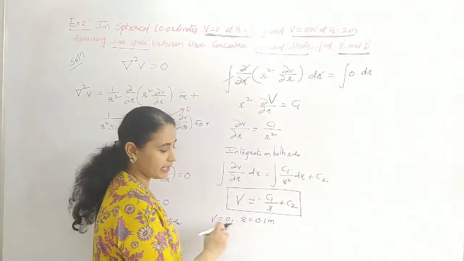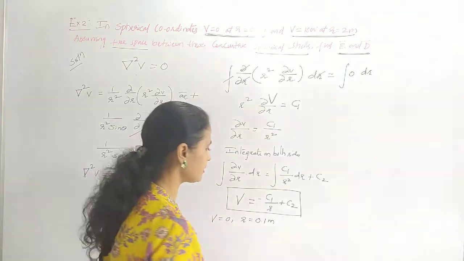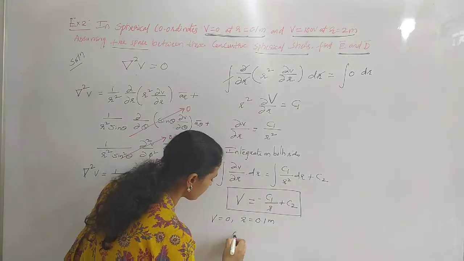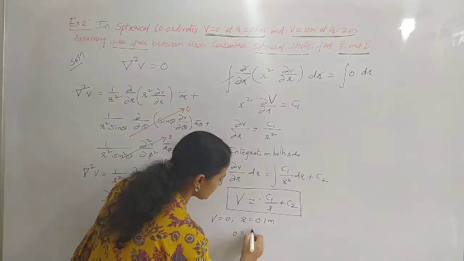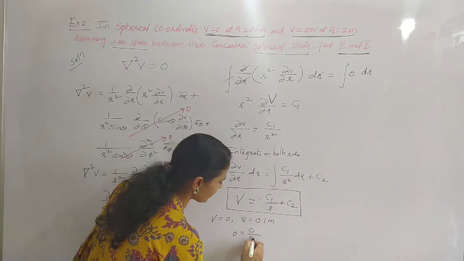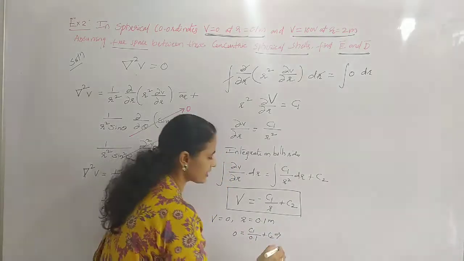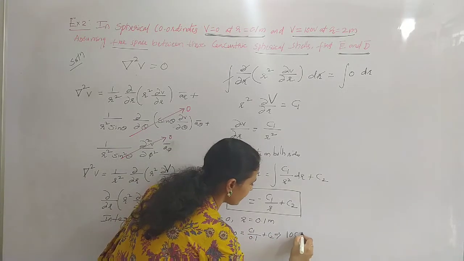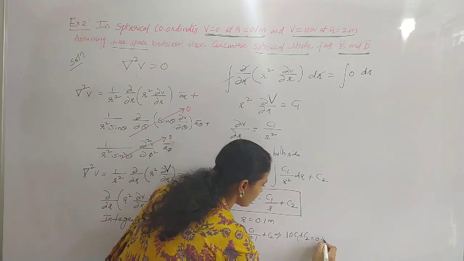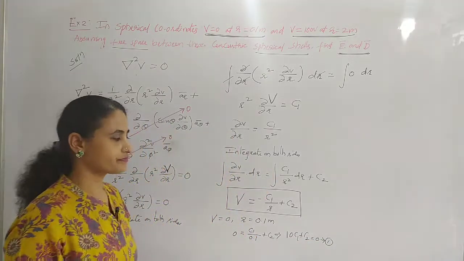So let us substitute v and r in this equation. Substituting v is 0, which gives c1 by r, where r is 0.1, plus c2. From this, 1 by 0.1 is nothing but 10, so 10 c1 plus c2 equals 0. Let this be equation 1.